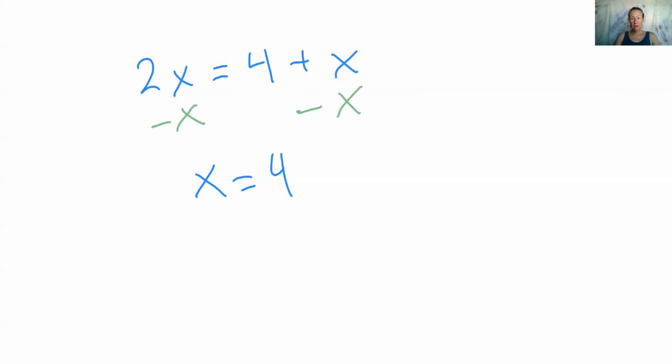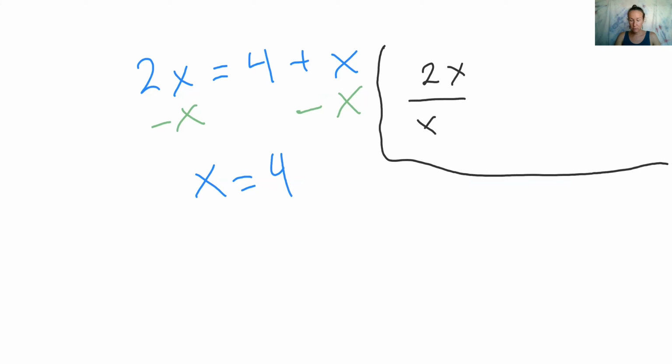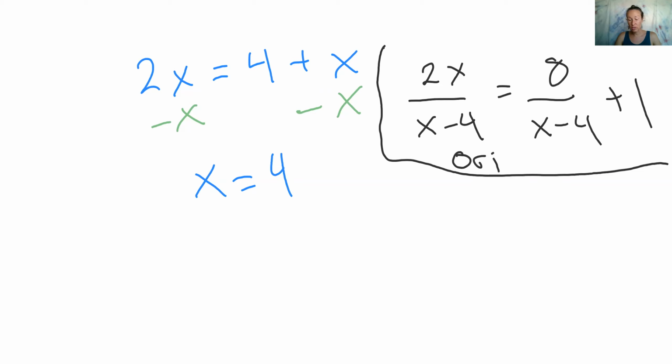That seems simple enough, but remember, we have to go back to our original equation. Our original equation is 2x over x minus 4 equals 8 over x minus 4 plus 1. Now we have to ask ourselves, if we plug in that x is 4, will it cause these denominators to be 0? And indeed, it will.